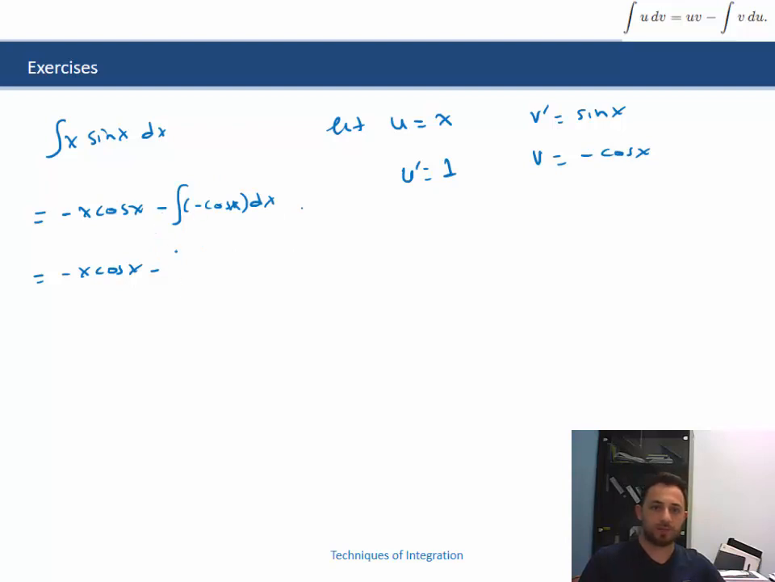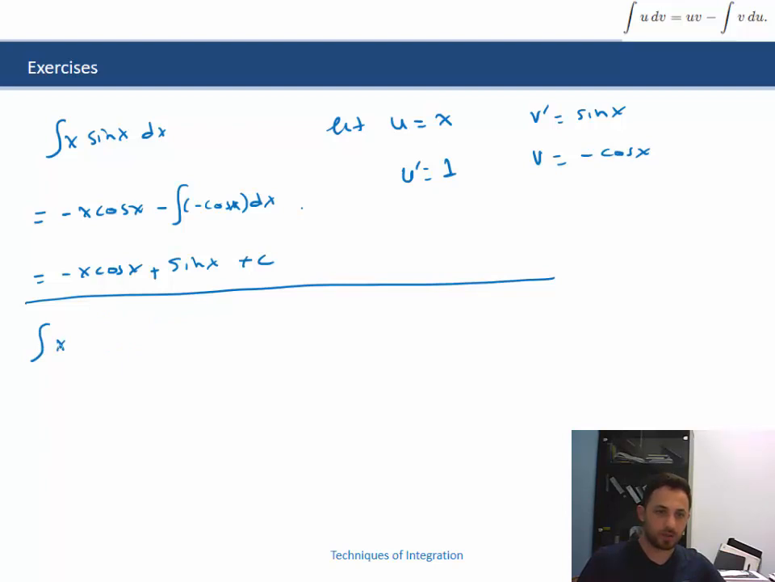Okay, so minus by minus, it's a plus, and the integral of cosine is sine. Alright, now let's take this to be a little bit complicated. Say that I asked you to integrate x squared cosine x dx.